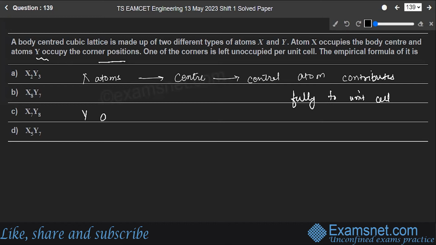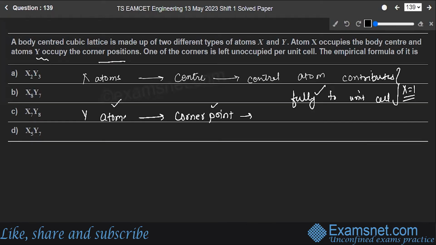Y atoms, they occupy the corner points. Okay, so how many X atoms will be there? It is contributing fully in the center. In the center only one atom will be there, so X is equal to 1.